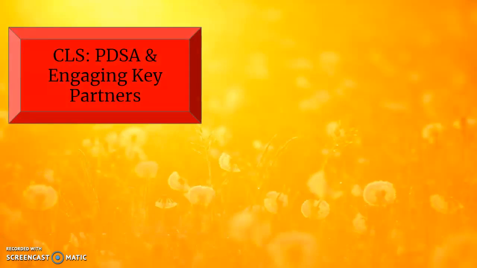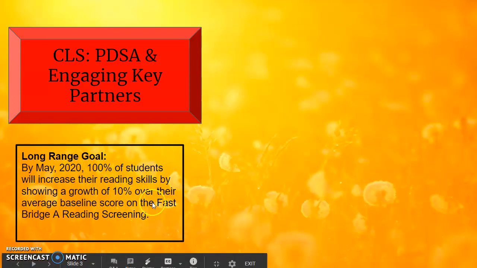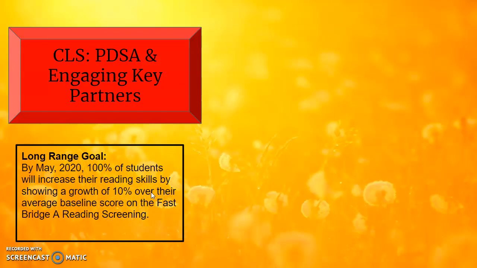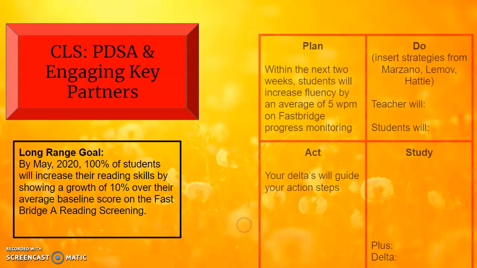But now let's say you've only taken the PDSA and Engaging Key Partners course. Again, on your rubric, you have 3 objectives. The first is looking for a connection between the PDSA process and the long-term goal. If you notice, this is the same long-term goal we just looked at from the Setting Direction course. You'll need to provide evidence that your PDSA cycles support this goal. So let's take a look at those PDSA cycles.